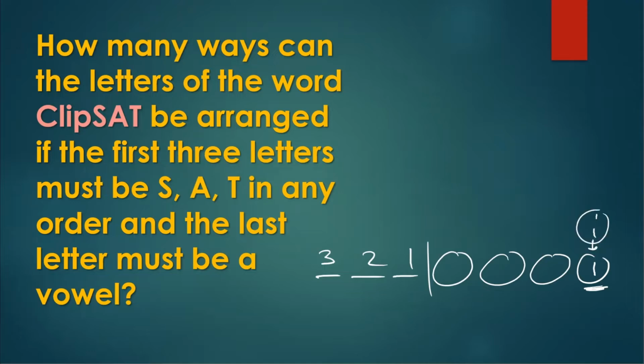We need a vowel. The remaining letters will be L, C, P, and B. Only 3 letters, so it will be 3 times 2 times 1 here. Okay, so this time it will be factorial 3 times factorial 3 times 1, which is 6 times 6, or only 36. Okay.